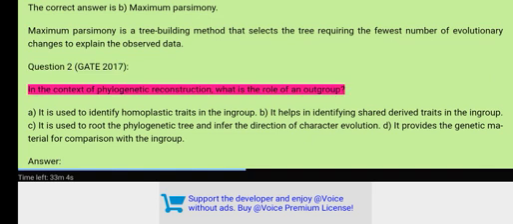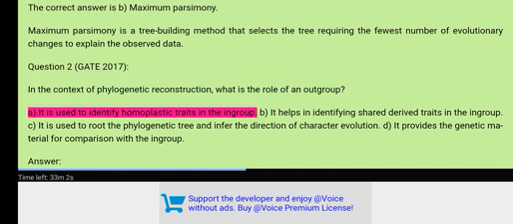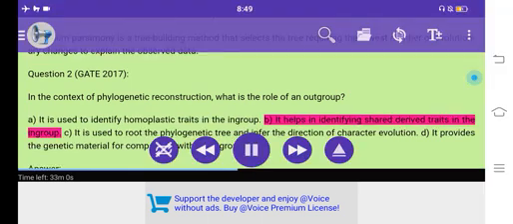In the context of phylogenetic reconstruction, what is the role of an outgroup? A. It is used to identify homoplastic traits in the in-group. B. It helps in identifying shared derived traits in the in-group.